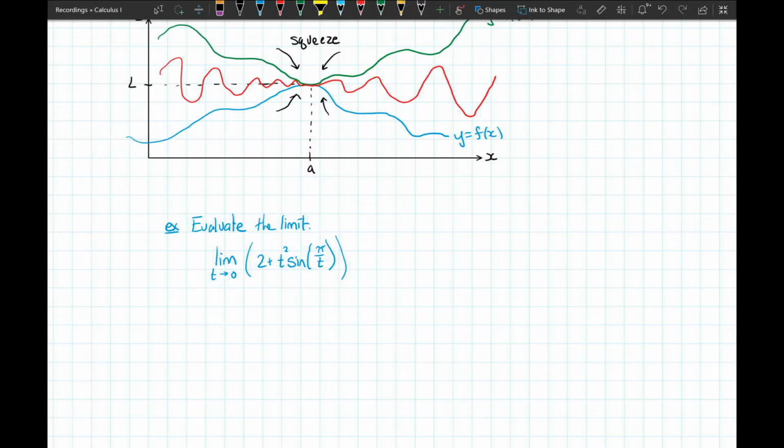This isn't a rational function, definitely also not defined at t equals 0, since pi over 0 would be undefined. But what we do have is a nice oscillating trigonometric function, sine of pi over t. And a nice thing about the sine function, and also its sibling cosine, is it has a range of values only from -1 to 1. So it's bounded above and below by 2 values.